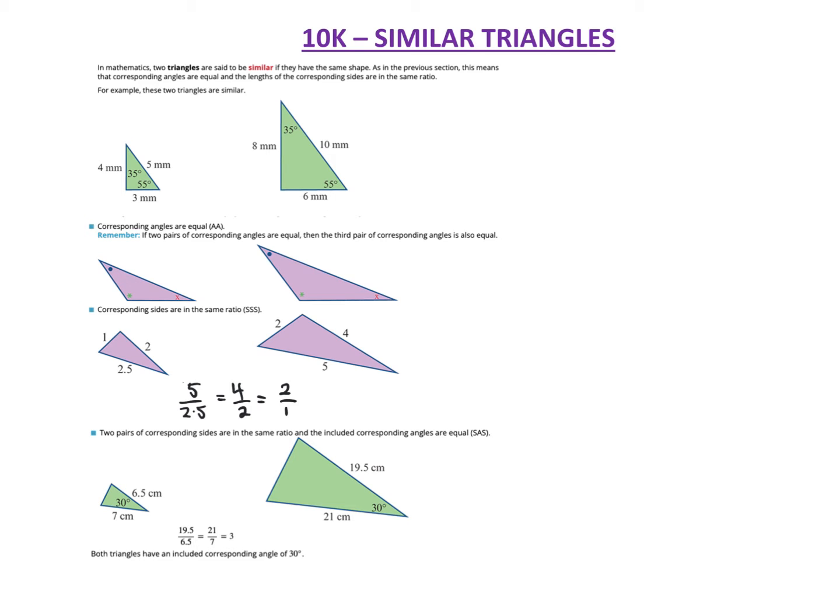The first reason is if all the corresponding angles are equal. You can look up here in this example at the top. We can see that one's 55, that one's 55, and they've said both the top ones are 35. You only need to know two are the same. Why? Because we know a triangle adds up to 180. So if two of them are the same, the other one has to be the same, okay?